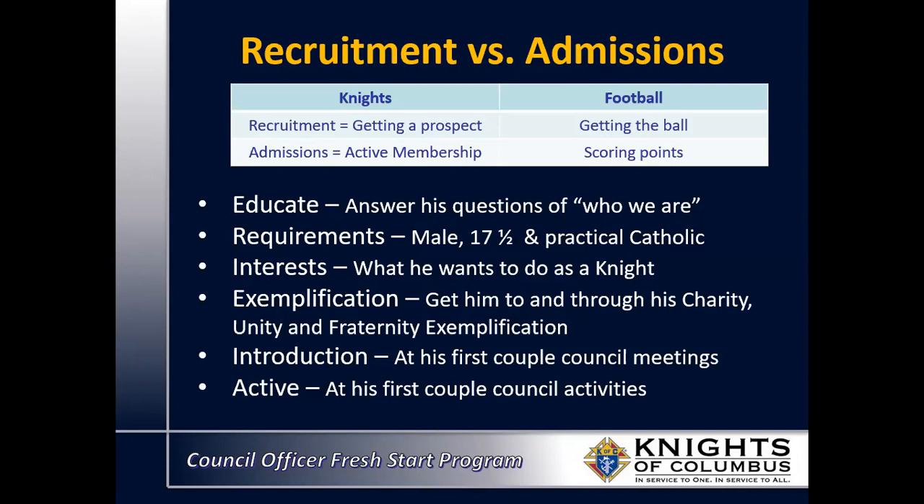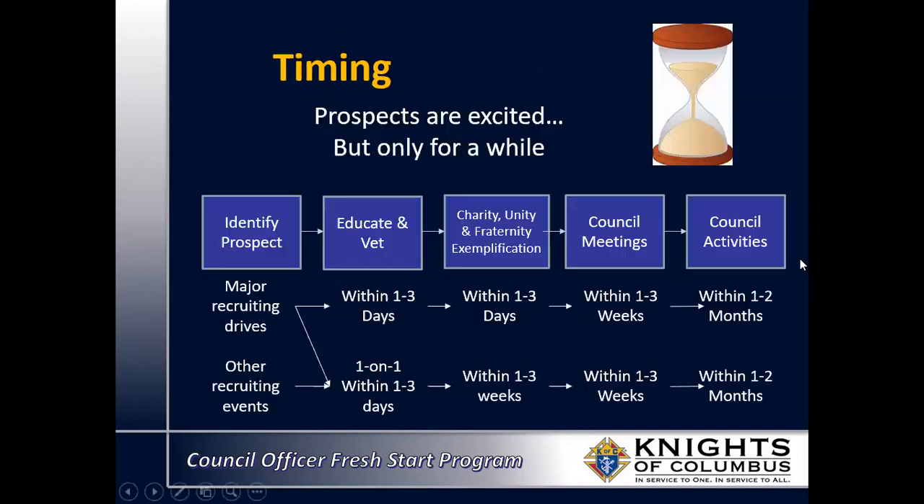It gives you a chance to find out what their interests are, what they want to do if they become a knight. The exemplification gets him in and through the charity, unity, and fraternity exemplification, so they actually formally become a knight. Introduce them to your council at the first couple of meetings to try to make them feel comfortable and wanted, and then get them involved in the first couple of activities so that they learn how to become active and can hopefully stand on their own from there. So those are all parts of the puzzle.